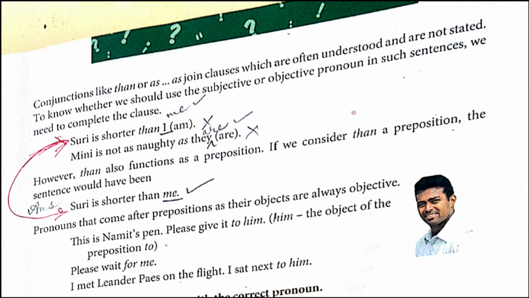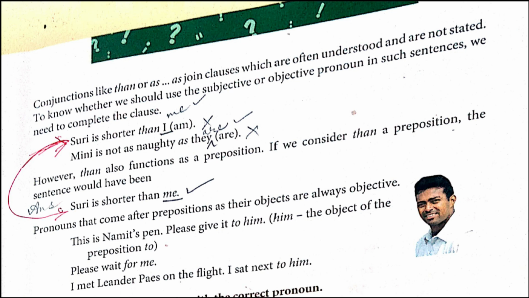So then is over here acting as a preposition. If we consider then a preposition, the sentence would have been, Suri is shorter than me. Now they had not given the correct answer of the second one, Minnie, but I had given the correct answer. What is it? Minnie is not as naughty as they are. That will be your answer.